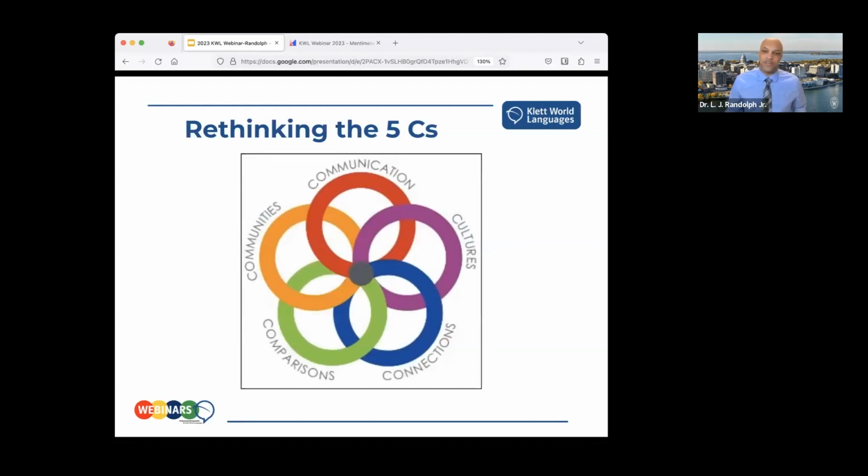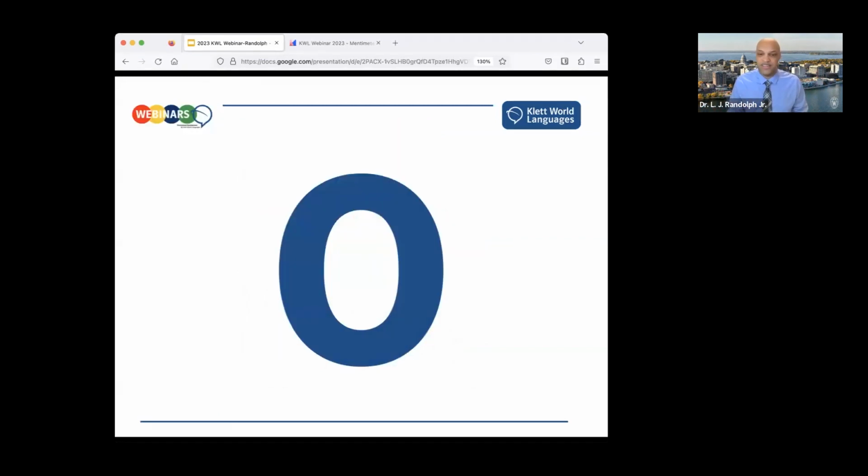So we're going to start with the World Readiness Standards, rethinking the 5 C's. Why do we need to rethink the 5 C's? Well, I showed you a number earlier. I'm going to show you another number now, the number 0. This is the number of times that you'll see the word race, the word sexuality, the word gender, unless you're talking about gender of like grammatical gender, gender of nouns, adjectives, etc.